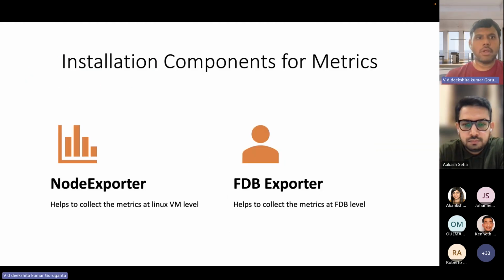Okay, for example, right now we want to collect the metrics from FoundationDB. So what components do we have to install? We have to install node exporter. This node exporter helps to collect the metrics at the Linux VM level, like uptime, CPU utilization, memory, context switches, even network packets. If we want to collect the metrics of FoundationDB, we need to install the FoundationDB exporter. This will give you the metrics related to the workload on the FoundationDB databases.